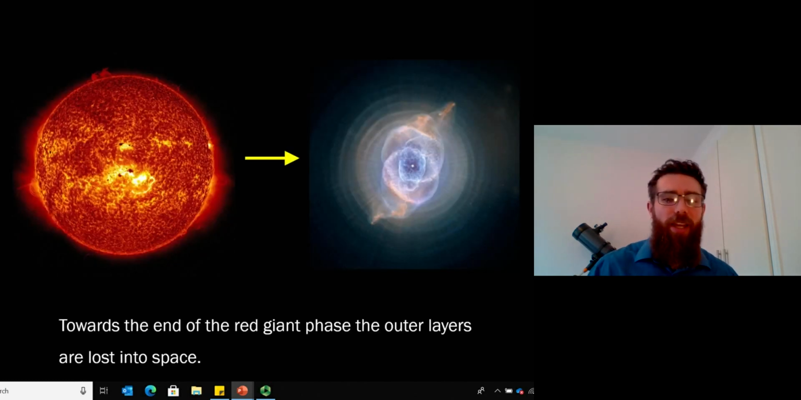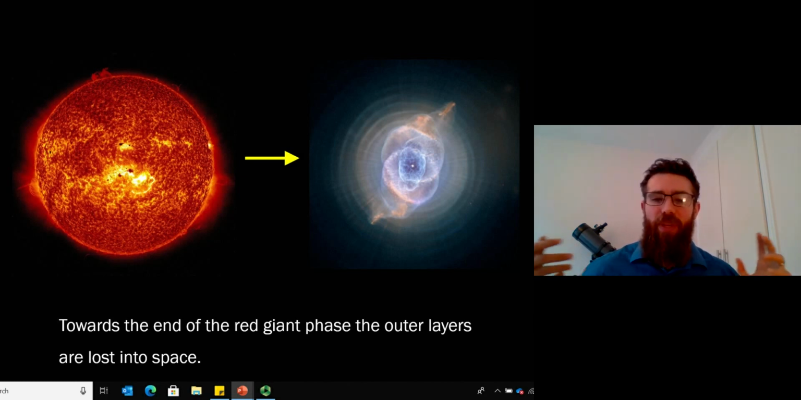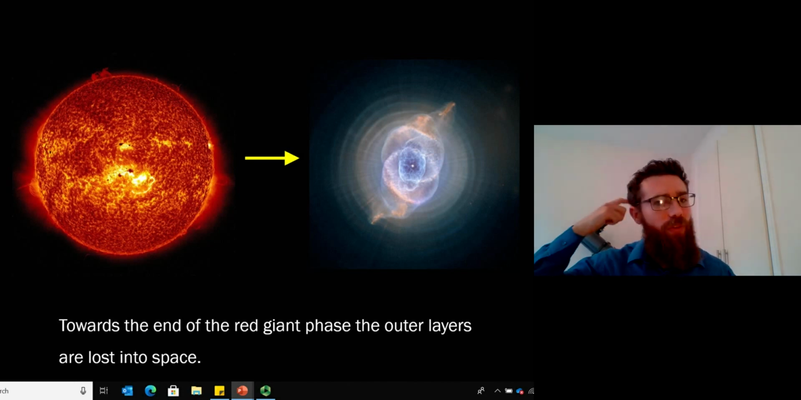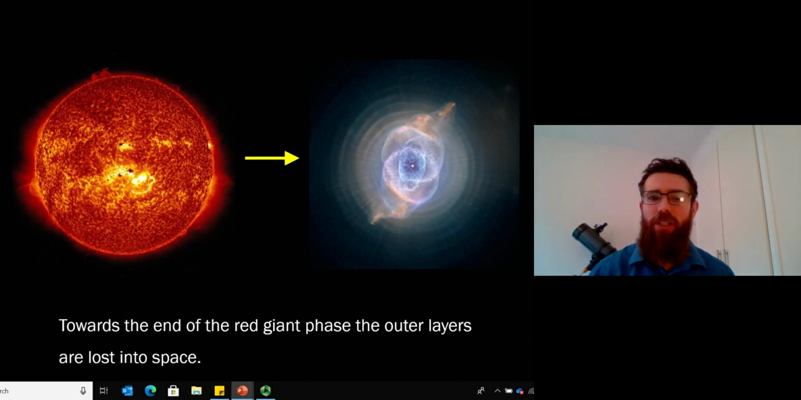So towards the end of a red giant's life, it begins to lose some of its outer layers. So they begin to be lost into space. And that is what then begins to form this planetary nebula. And it's towards the end part of the red giant phase, between the red giant phase and the white dwarf phase of a normal sun-like star. So the sun is going to go through this process. And it's typical of stars of a similar sort of size.